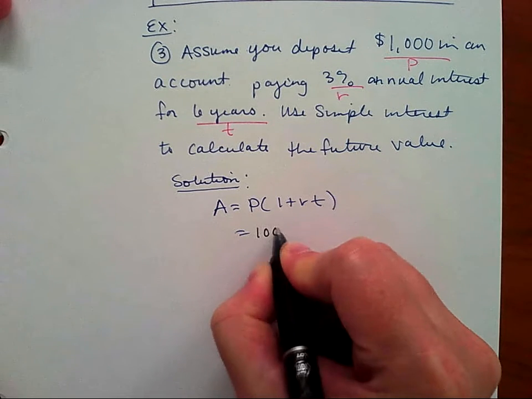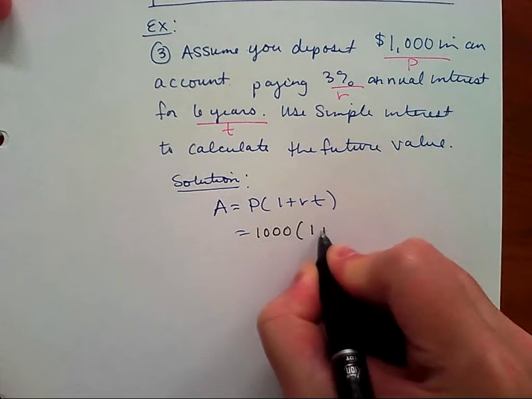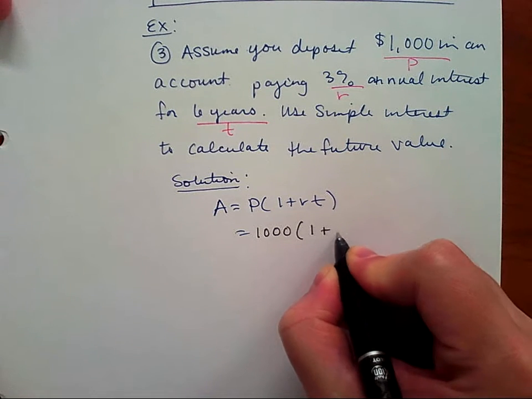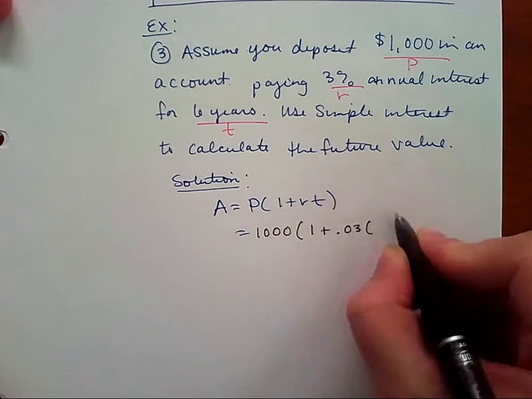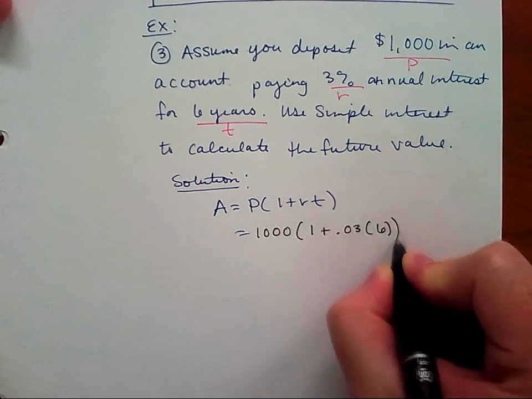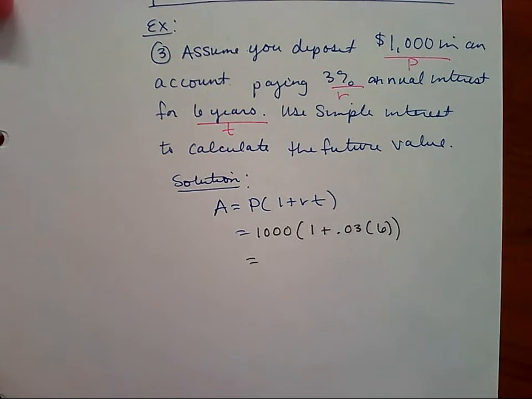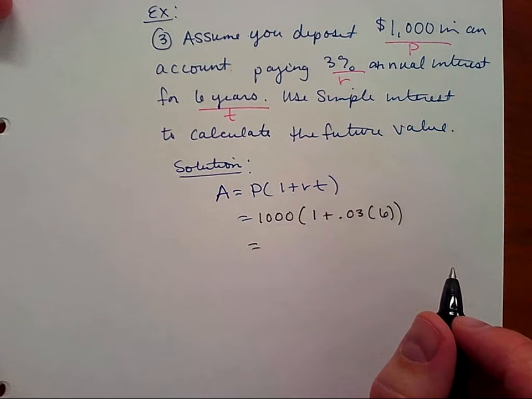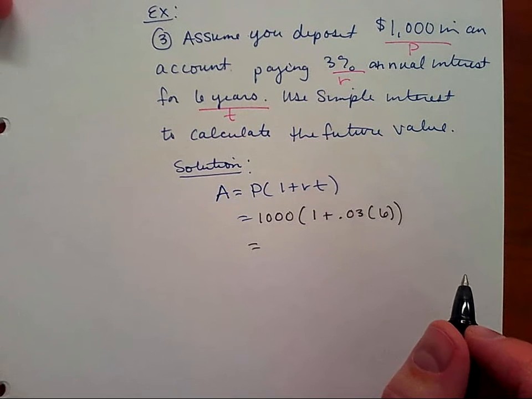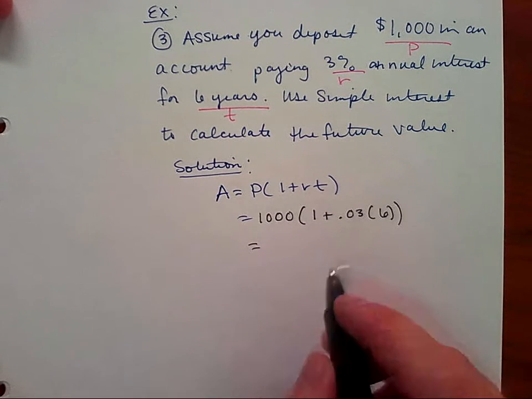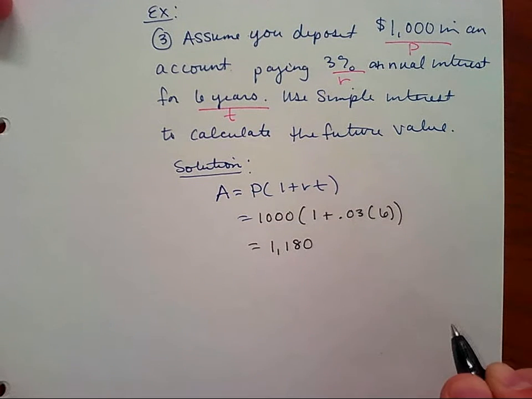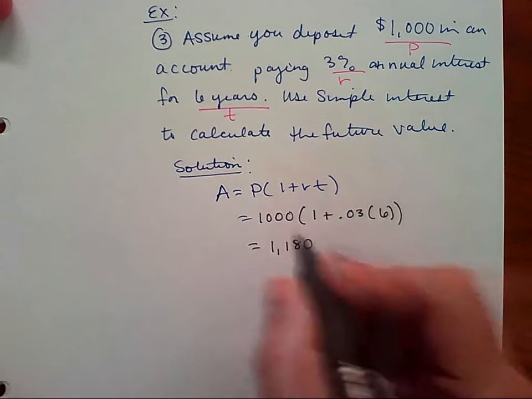A is 1,000. That's P times 1 plus R, which is 3%. Can somebody help me write that? 0.03 times T, which is time in years, is 6. All right, so we can plug that in. The parentheses equals 1.18. And then times 1,000 equals 1,180. 1,180 what? Dollars. Good.